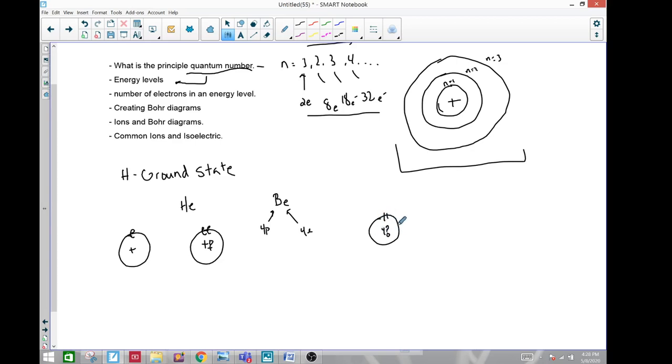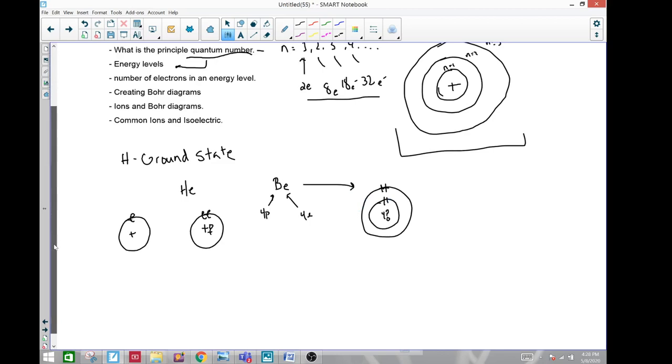Now the energy level is full, so we have to do two more, but this one's going to go in the second energy level. Again, I could put 1 here, and we typically put them together, which we'll see more about later, like that. This would be beryllium.